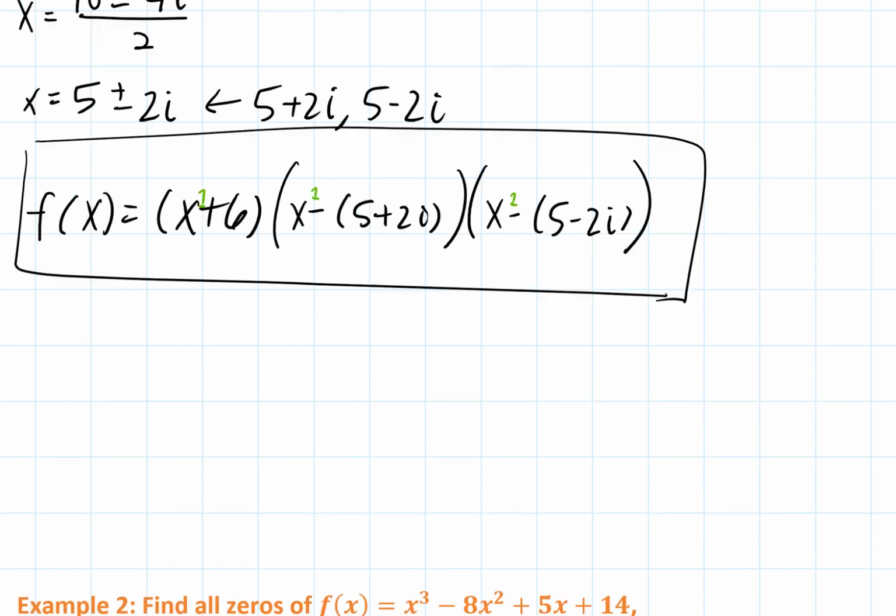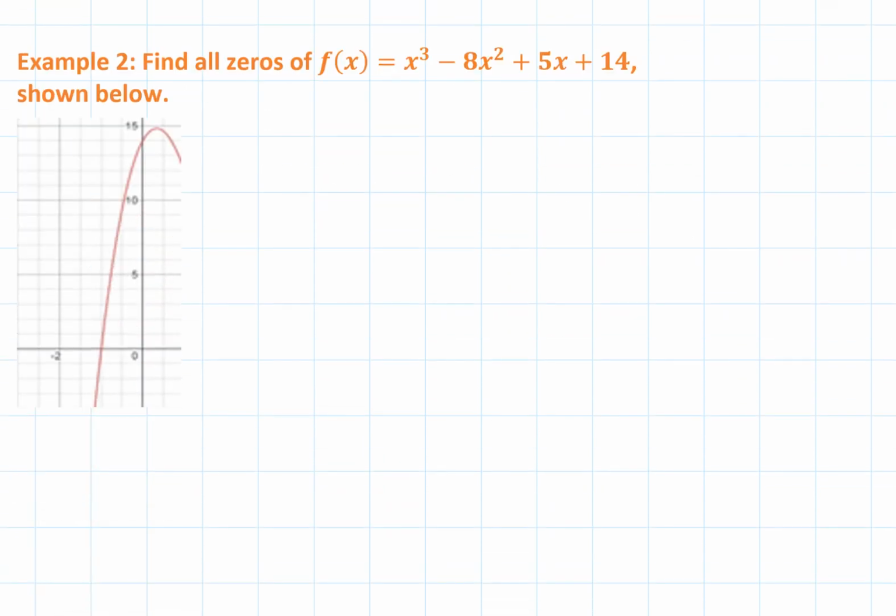Okay, let's take a look at another example. And this will be our last example today. Find all the zeros. Finding all the zeros means we have to get it fully factored and then set those factors equal to 0. Here's our hint. Part of the graph is shown below. We can see that it's been cut off here and here, so we're not sure exactly what's happening, but this hint is good enough. We can see it looks like we have a 0 at negative 1.